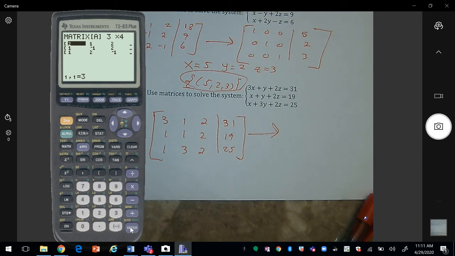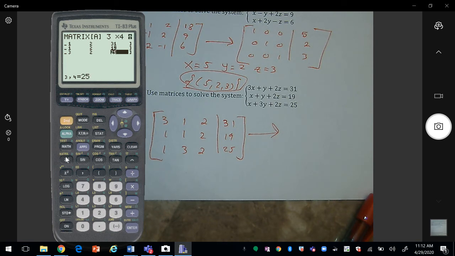So we have 3, 1, 2, and 31. Then we have 1, 1, 2, and 19. And then we have 1, 3, 2, and 25.